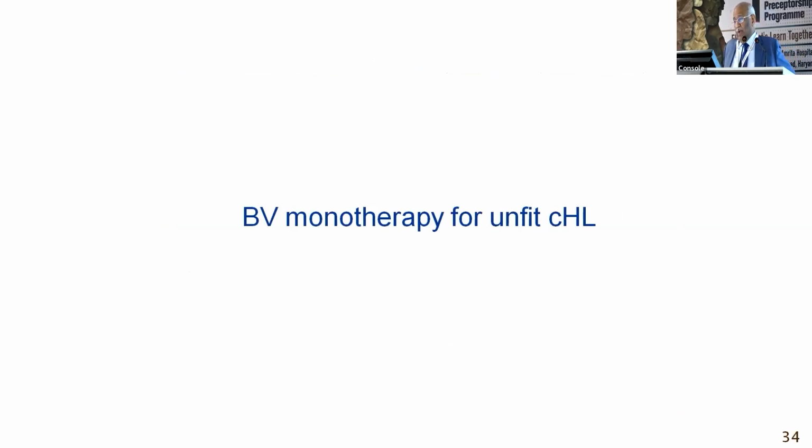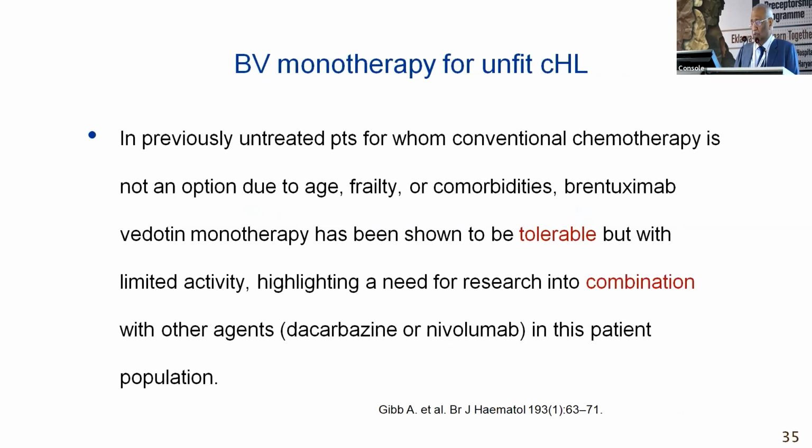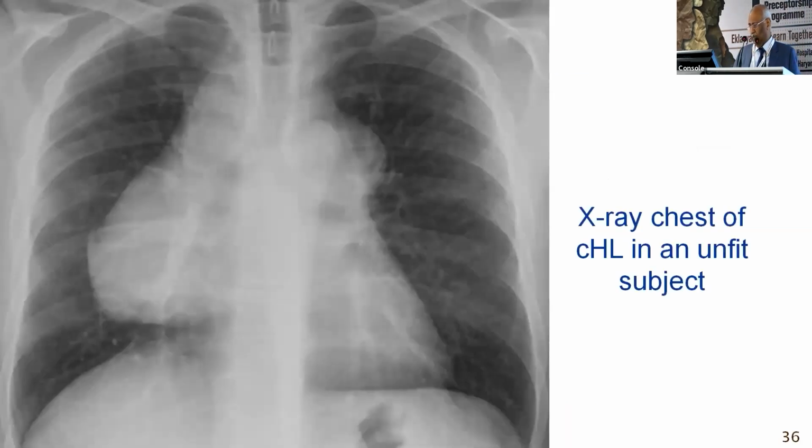What about brentuximab monotherapy in unfit classical Hodgkin lymphoma? So it has been done in people who are aged, who are frail, or who got comorbidities. The drug was tolerable, but the results were not very exciting. So brentuximab monotherapy probably is not going to be the story of the day. You will have to use it in kind of combination, even in elderly, frail, and people with comorbidities.